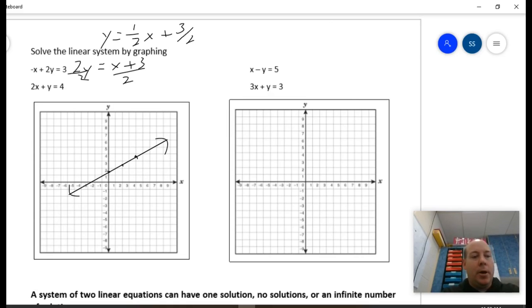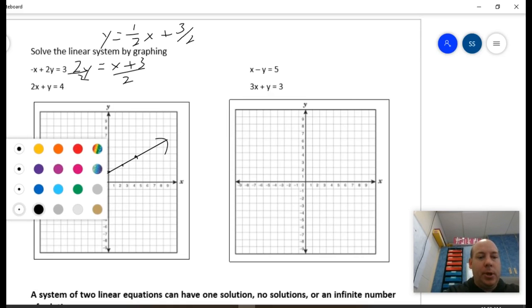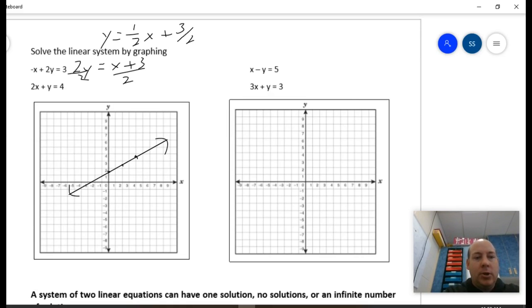Okay. And then my second one, get a different color. 2x plus y equals 4. So again, if I move my 2x over to the other side with subtraction, I'd have y equals -2x plus 4. Or I could do my x and y intercept. 2 times 2 is 4. Either way works. So 4 is my y-intercept.